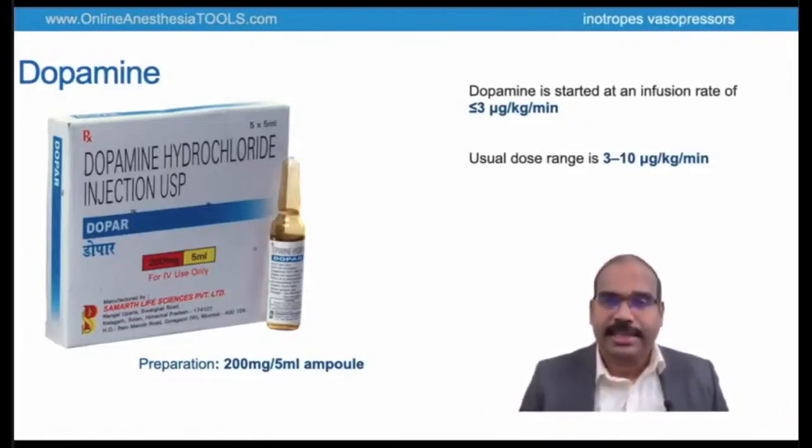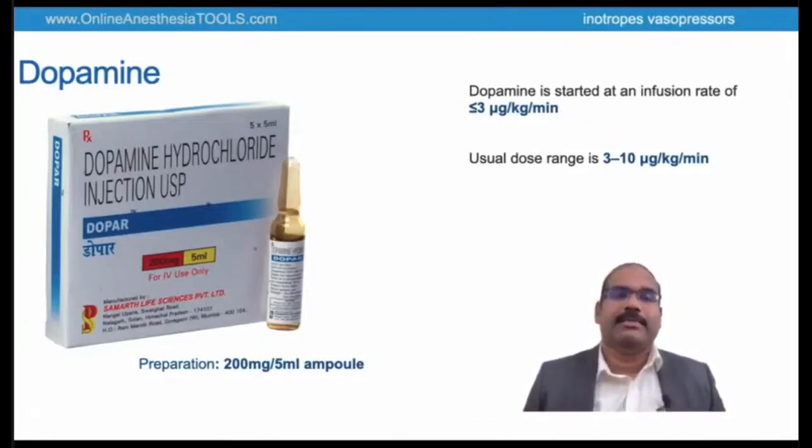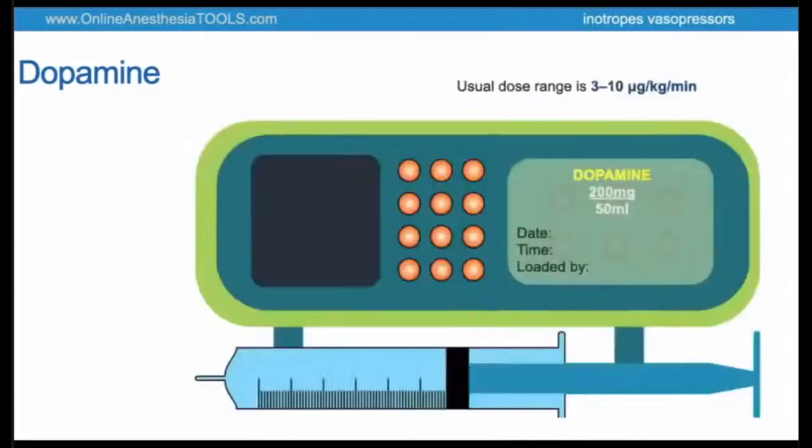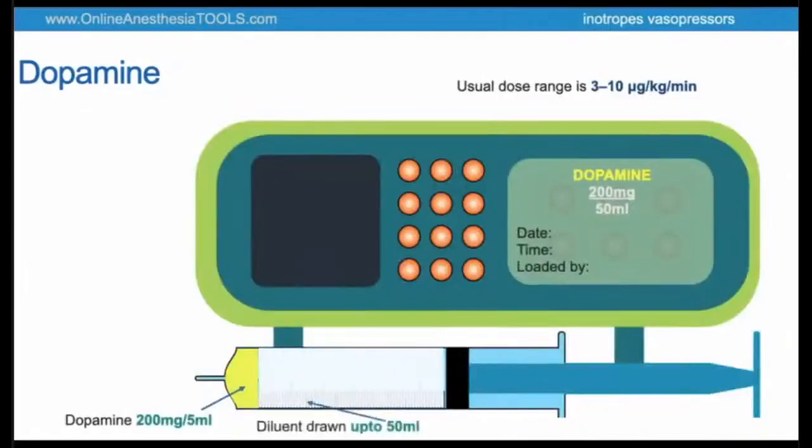It increases heart rate. And this occurs directly by stimulating the beta-1 receptors and indirectly by releasing norepinephrine from sympathetic nerves. At higher doses, 10 to 20 micrograms per kg per minute, it acts predominantly on alpha receptors and results in peripheral vasoconstriction and increases SVR. As you look at the dopamine ampule available, it's 200 milligrams in a 5 ml ampule. And how to load it? You take 1 ampule, 200 milligrams, in a 50 ml syringe with the diluent, made up to 50 ml.